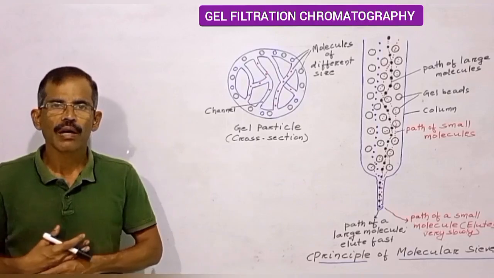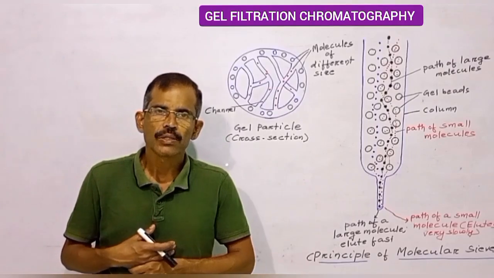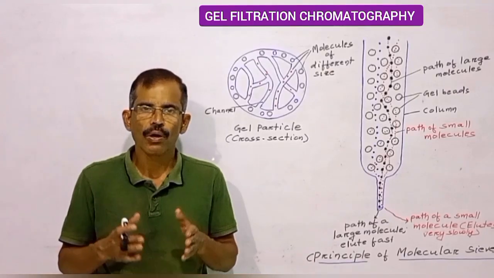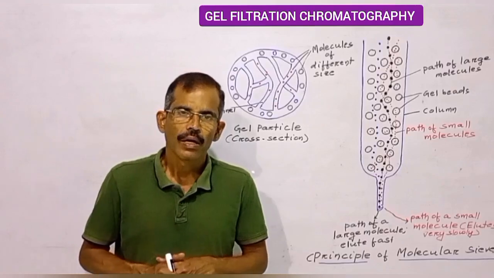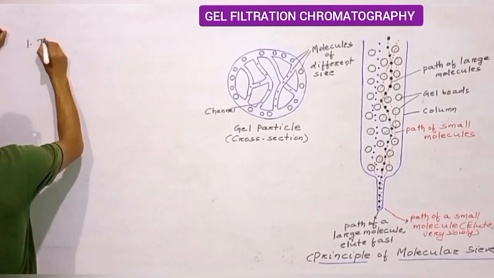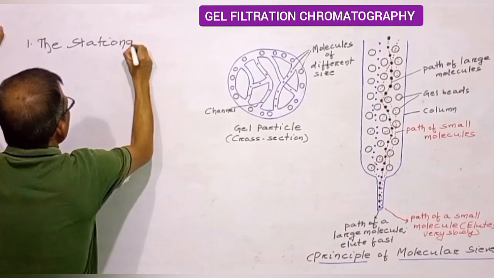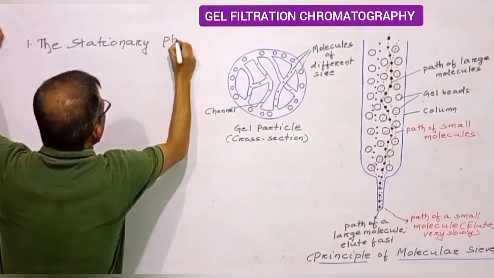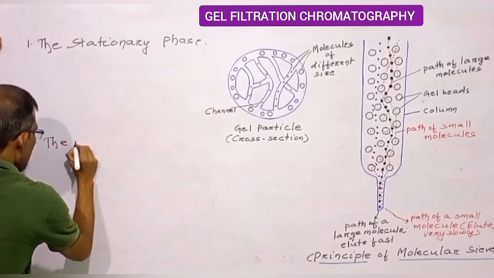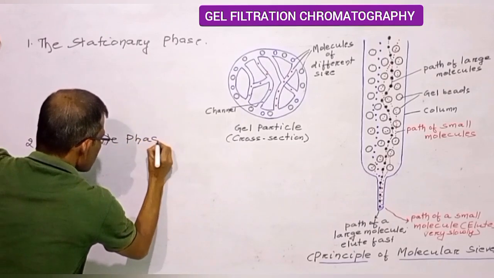Gel filtration chromatography is carried out in either column mode or thin layer mode. It is also known as the molecular sieve or molecular exclusion chromatography or gel formation chromatography. Like other chromatographic techniques, gel filtration also involves two immiscible phases. One is the stationary phase, and the other is the mobile phase.